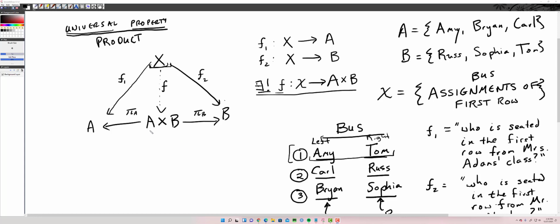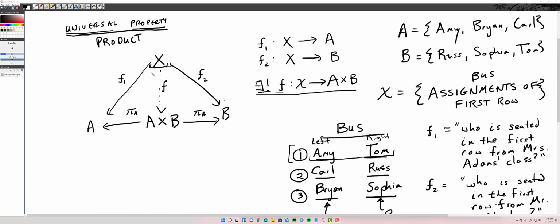It combines students from Mrs. Adams' class and students from Mr. Bond's class into pairs in a way that you could still separate who's a student in Mrs. Adams' class and who's a student in Mr. Bond's class. That's it. You just have a pair. One of them's from Mrs. Adams' class, and you can always say which one that is. You can pick that one out, and that action of picking them out is pi A, this projection. And similarly, you can pick out the student who's in Mr. Bond's class, and that action is pi B, the projection back into B.